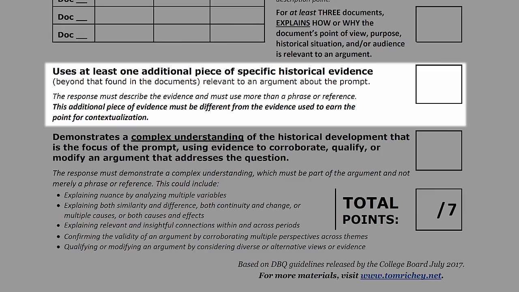Uses at least one additional piece of specific historical evidence beyond that found in the documents relevant to an argument about the prompt. The response must describe the evidence and must use more than a phrase or reference. This additional piece of evidence must be different from the evidence used to earn the point for contextualization.